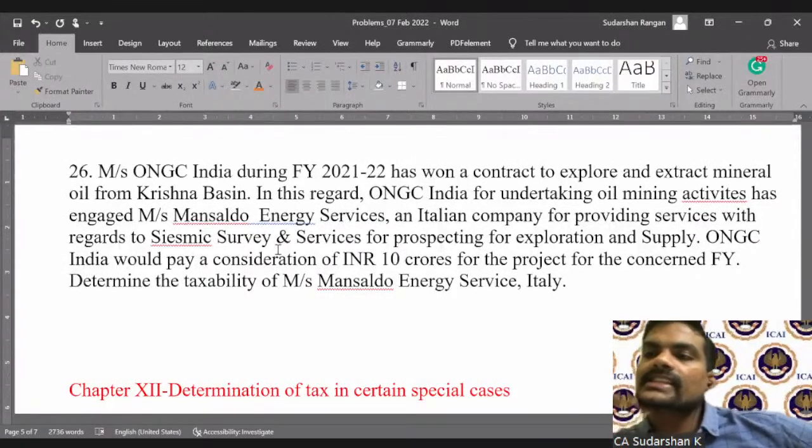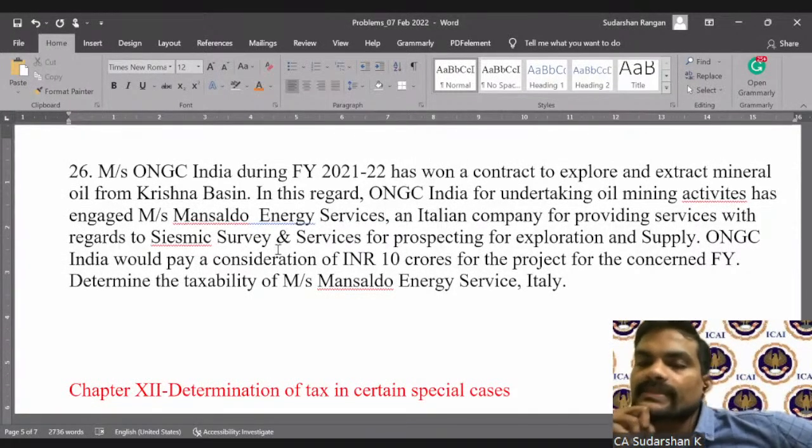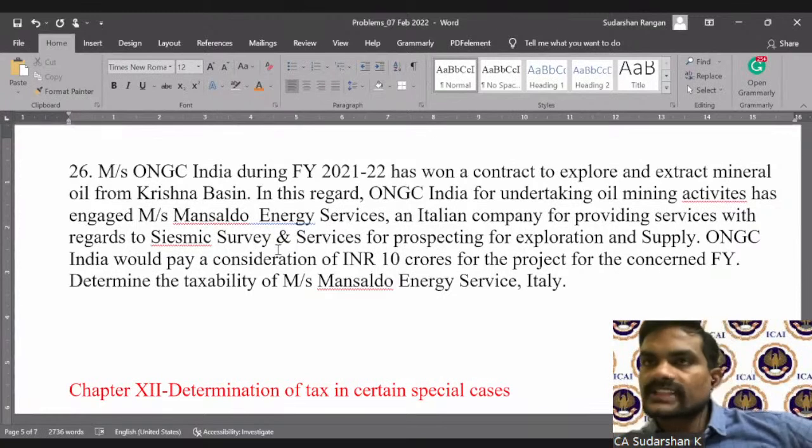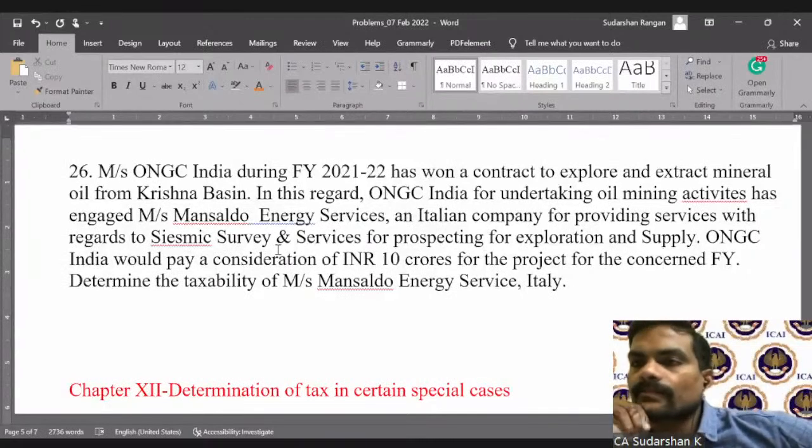So they have engaged an Italian company who will do a seismic survey activity and also other related services for identifying and for exploration. It explores in the Krishna Basin as to where the oil can be. So once they find it, okay, oil is here, so then we can rig it. So this is how extractive mining happens in offshore, very, very broadly.